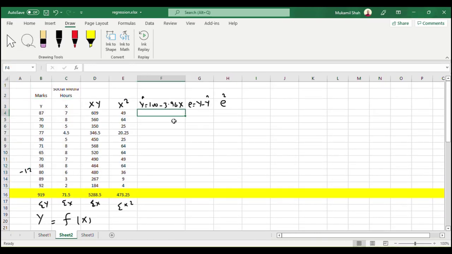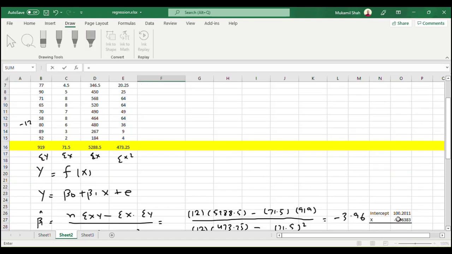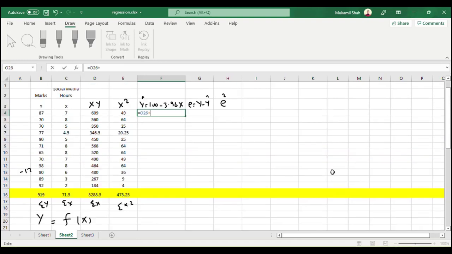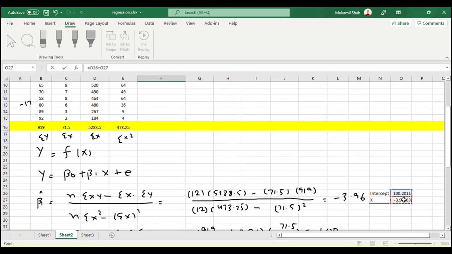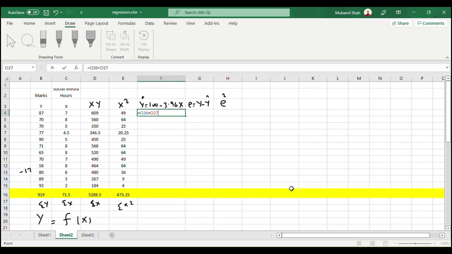So to calculate this y hat, this is equal to beta naught hat, which is equal to this value 100, plus beta 1 hat. Beta 1 hat is equal to this, and into x, first value of x is this.